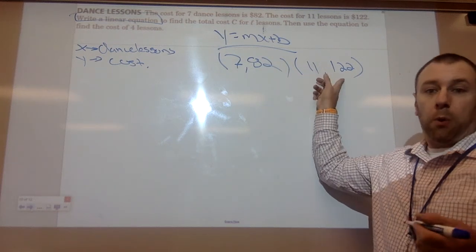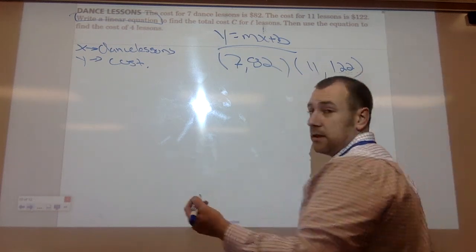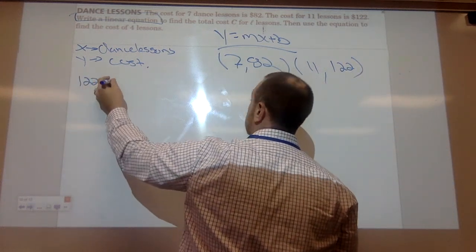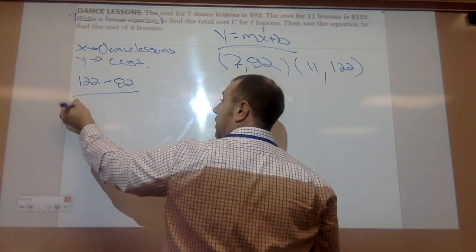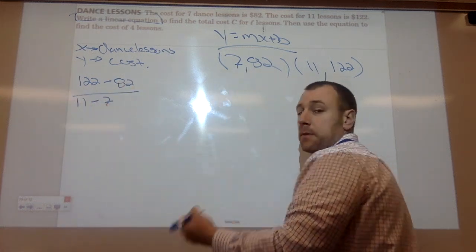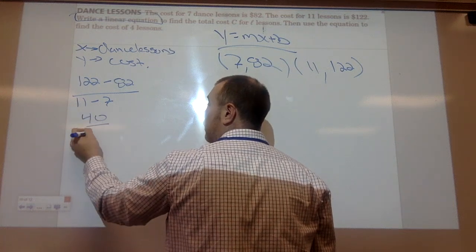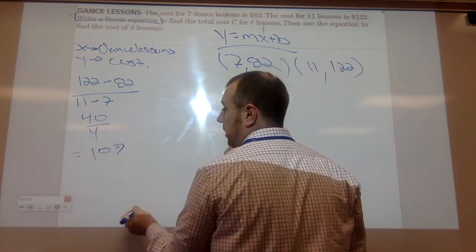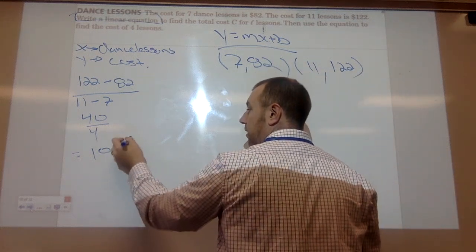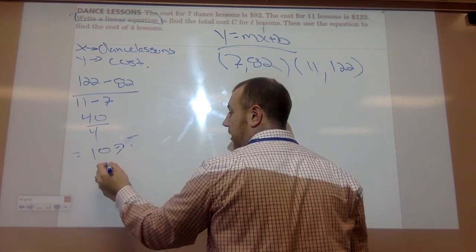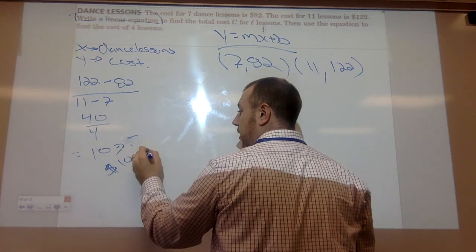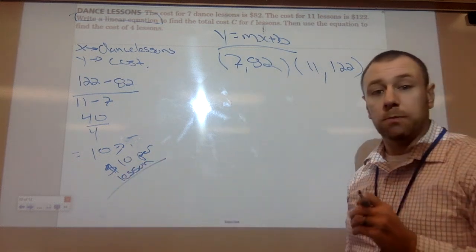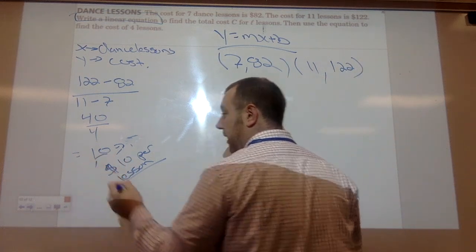Well, once I have 2 points, my first step is to find the slope, the rate of change. So I do 122 minus 82 over 11 minus 7. I get 40 over 4, which is 10. Which means this is $10 per lesson. That is what that slope means. It's $10 for every 1 lesson.